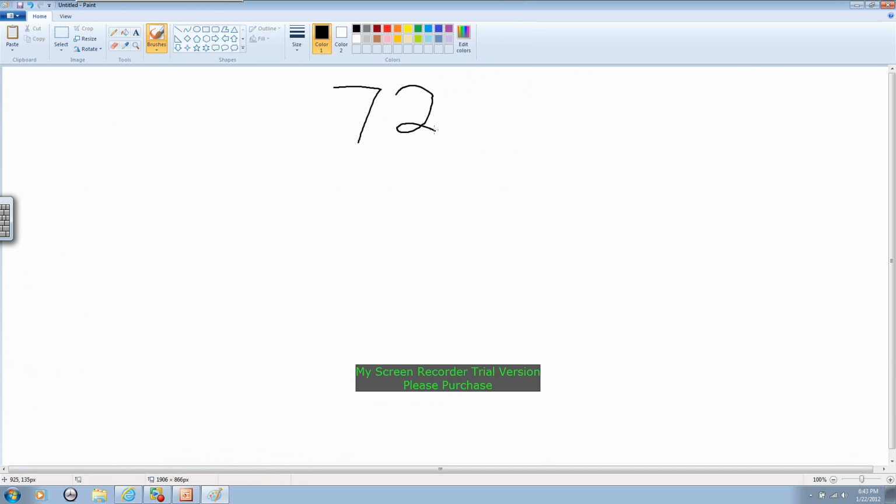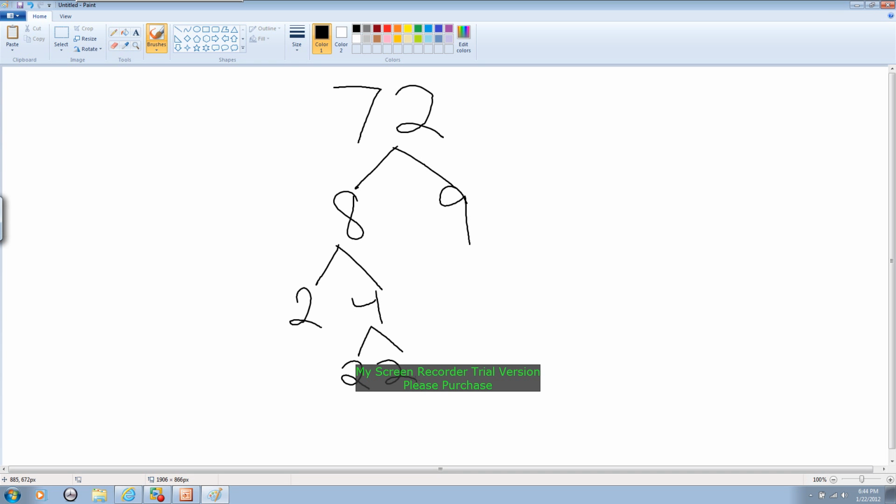So here's 72. A factor tree works this way. I think of a multiplication fact relating to 72. So I could go 8 times 9 is 72. Okay. And then I finish this up for the 8. So I go 2 times 4, and then 2 times 2. Now down here I have all prime factors for 8. 9, math fact, is 3 times 3, a multiplication fact.